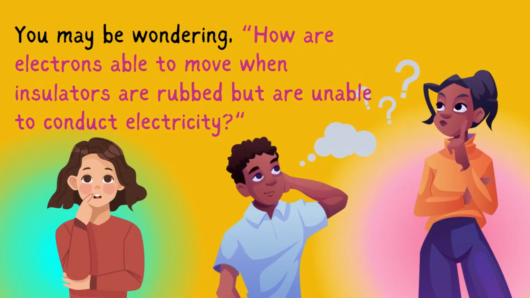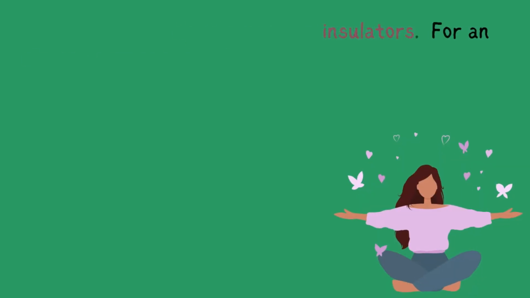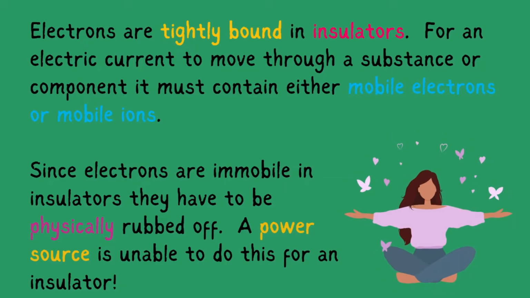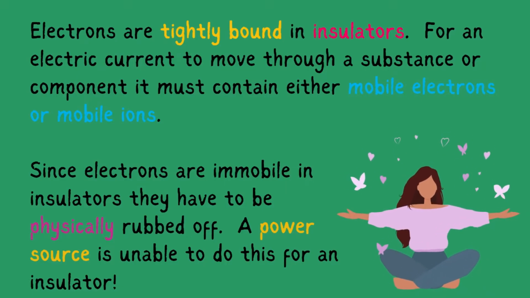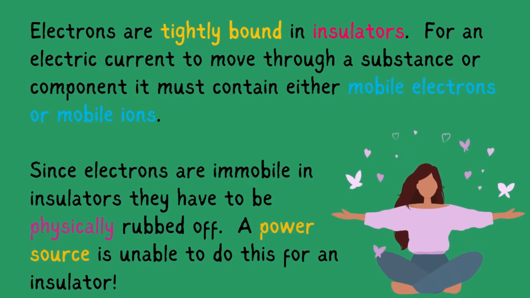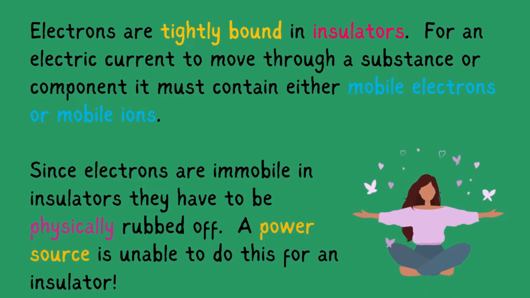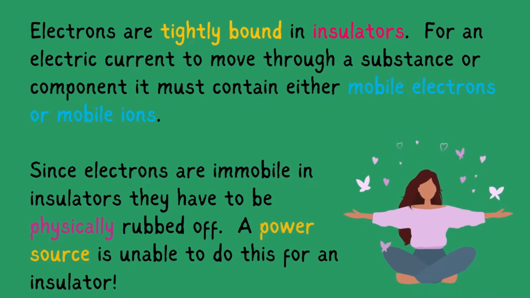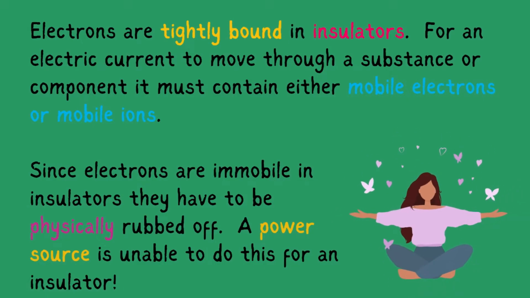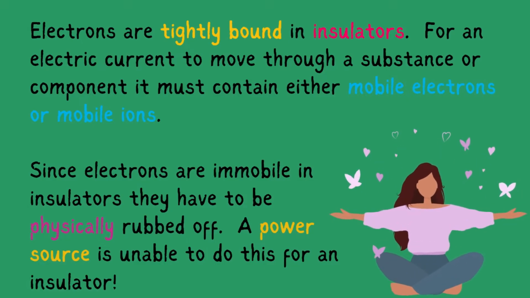You may be wondering, how are electrons able to move when insulators are rubbed but aren't able to conduct electricity? Electrons are tightly bound in insulators. For an electric current to move through a substance or component, it must contain either mobile electrons or mobile ions. Since electrons are immobile in insulators, they have to be physically rubbed off. A power source is unable to do this for an insulator.